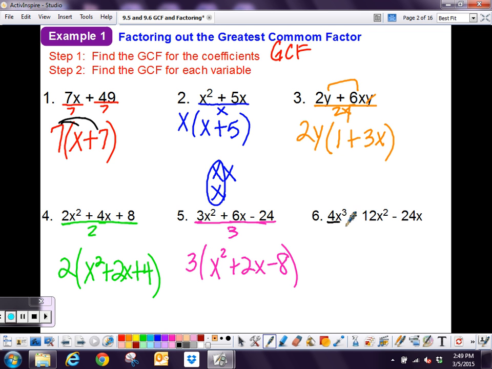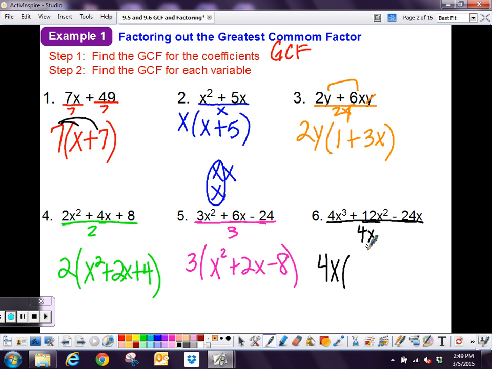And number 6, looks like I can take a 4 out of everything. They also all have an x. Okay, but that's the most they have in common. They don't all have an x squared, but they all have an x. Okay, so I'm going to divide this all by 4x and see what we have left.